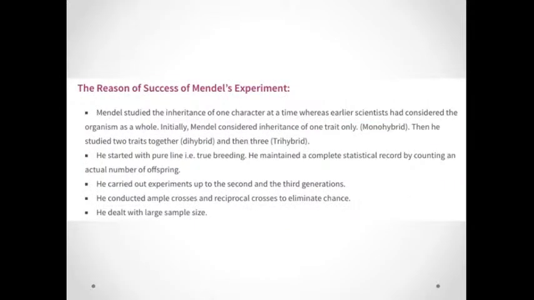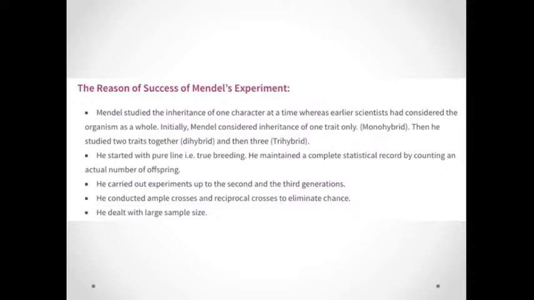The reason Mendel's experiments were successful was that Mendel studied the inheritance of one character at a time, whereas earlier scientists had considered the organism as a whole. Initially, Mendel considered the inheritance of one trait only, that is monohybrid. Then he studied two traits together, and then trihybrid also.